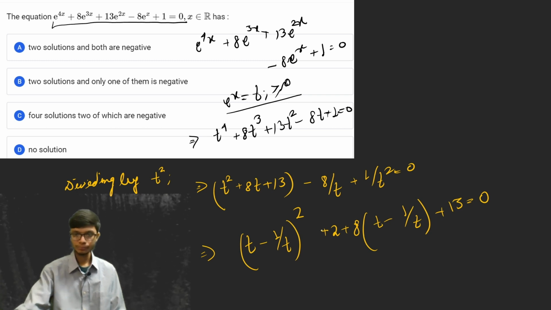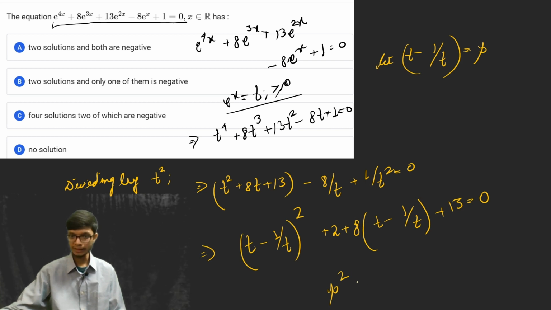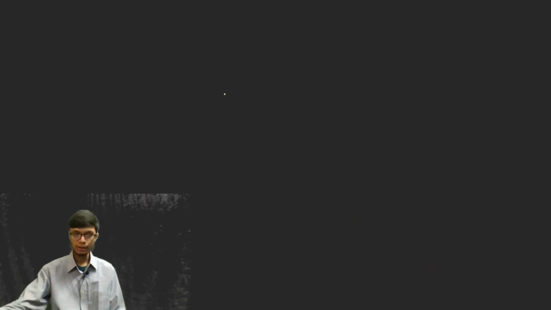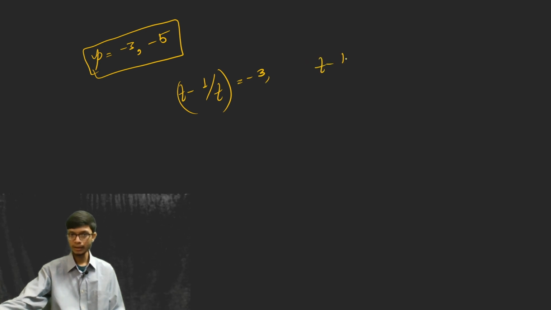Now if I let t minus 1 by t as some parameter p, then this particular will become a quadratic in p, that is p square plus 8p plus 15 is equal to 0, which will lead to the roots of the quadratic in p, and the p values will be minus 3 and minus 5. So from here you will get the values of p as minus 3 and minus 5, and this will give you the values of t minus 1 by t: one value is minus 3, and the other value is equal to minus 5.